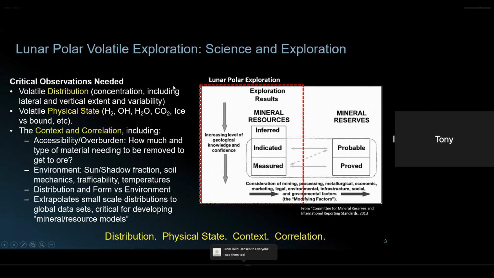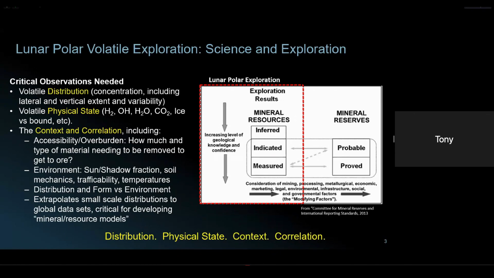The concentration, including the lateral and vertical extent and variability. That's important. What I call the physical state. So is it ice? Is it chemically bound? Is it adsorbed? Is it mixed uniformly or chunky or what? So it's something about the physical state of the volatiles as well.